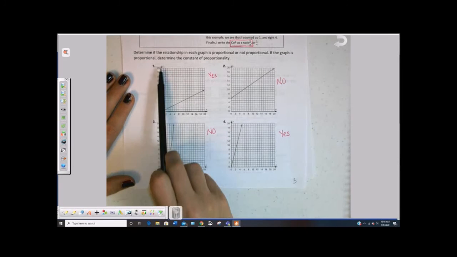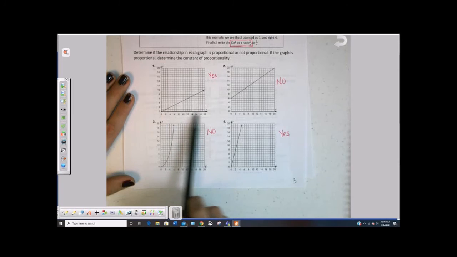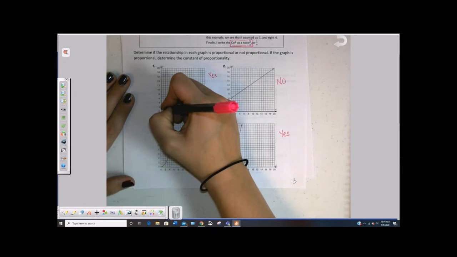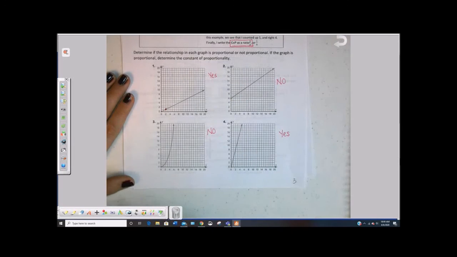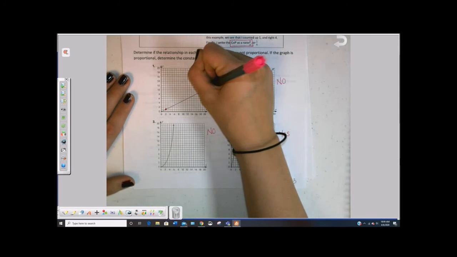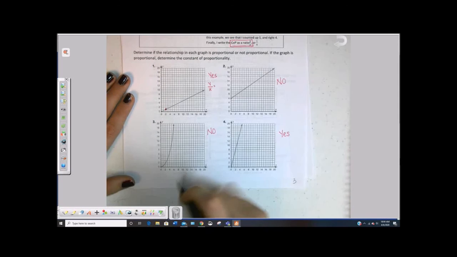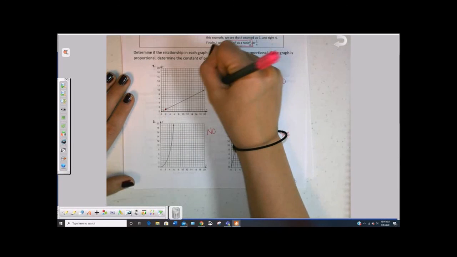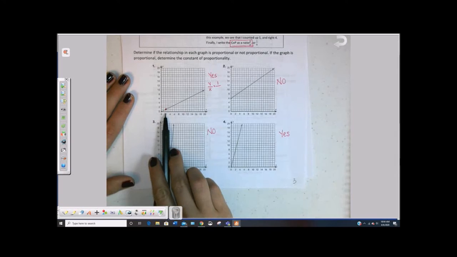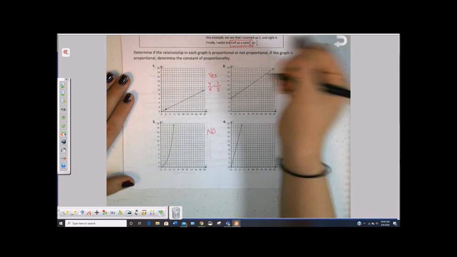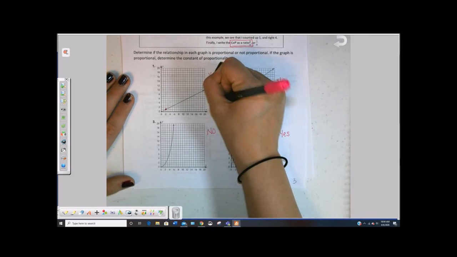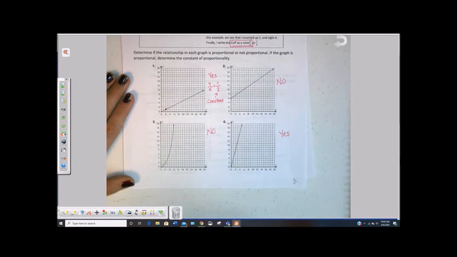So with the yes graphs, we're going to go back and find our constant of proportionality. Remember, it's y over x. You're just going to look on your line with the first point that you can find. And the first point you find is where the y lines and the x lines meet to form a point. So the first point is going to be 2, 1. But remember, with constant, you have y over x. So it's going to be 1 over 2.